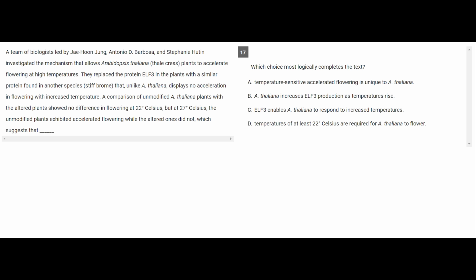While I read the text, I'll translate each sentence into a shorter, dumbed-down version of the original text so that I can remember it easier. And for this example, I'm going to use the highlighter tool, which I'm not a fan of, but for this exercise, it's fine. A team of biologists led by J, A, and S investigated a mechanism that allows thale cress plants to accelerate flowering at high temperatures. I would translate this into, biologists think mech allows plant T to flower faster at high temp.